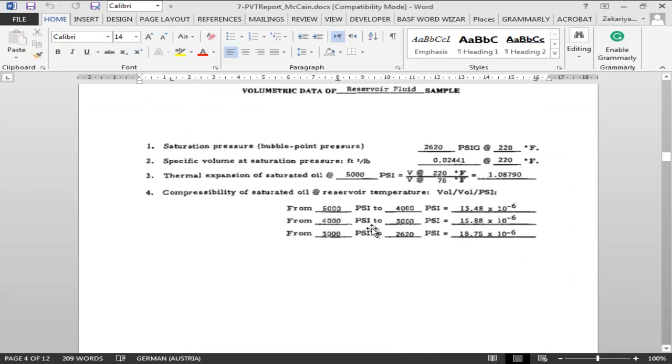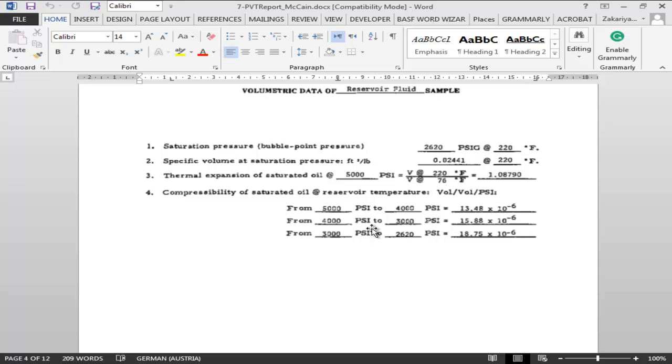From lab data, compressibility is always calculated between 2 points, because we have a high pressure, we reduce that pressure and the volume changes, and we will know from that how compressible our oil is. The change with volume when we change pressure. So we have just 3 values from 5,000 to 4,000, 4,000 to 3,000, and so on.